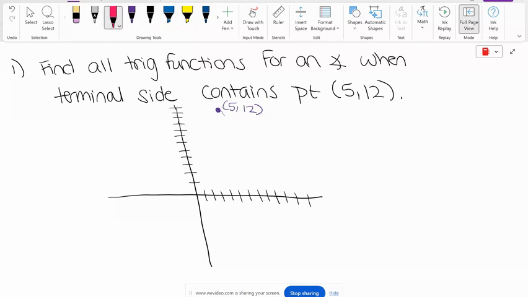And remember, my initial side is always what? The x-axis, right? The initial side is always the x-axis. And the terminal side is now going through that point. There's my terminal side.